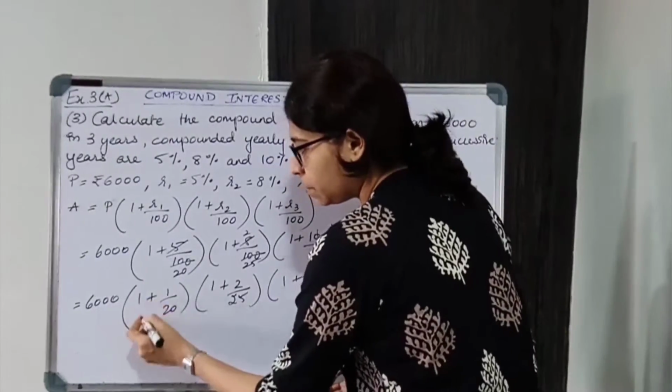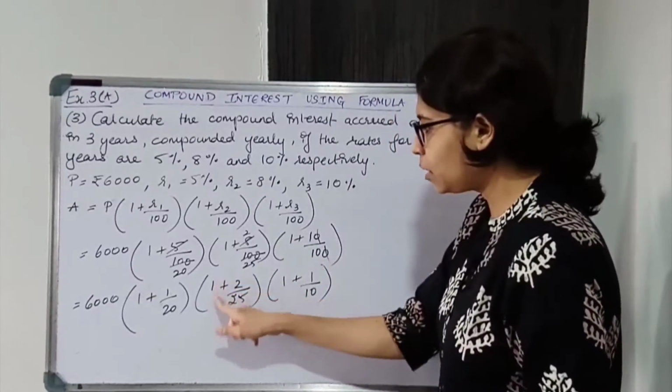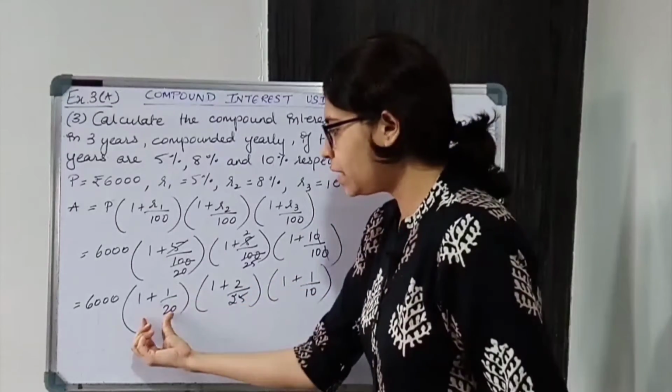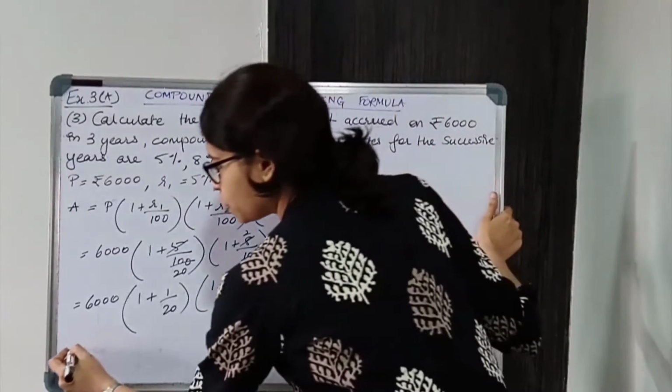So here we'll multiply and divide by 20, here also the same, here also the same, okay? Here by 25 and here by 10. We want the denominators to be same. So here 20 is there, so we do 20, here 25 is there, so 25, and here 10 is there, so 10.